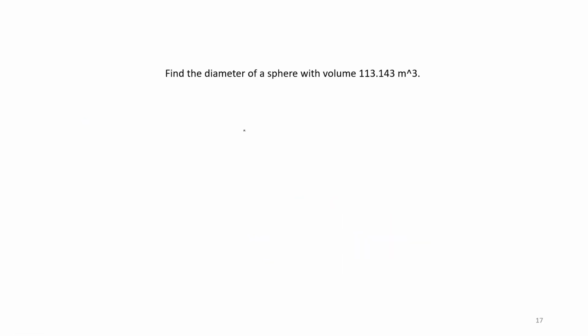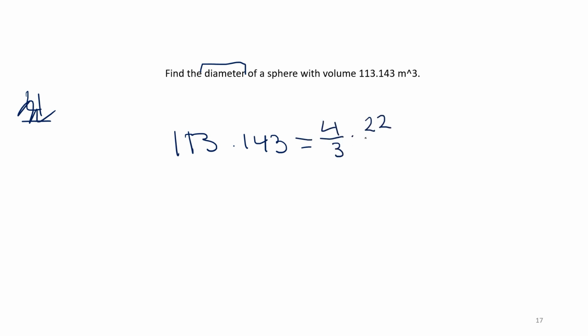Find the diameter of a sphere with volume 113.143 meters cubed. So again, this is looking for diameter, not radius, so we have to solve for that and then double it. Our equation is 4 thirds, well, let's just write out the actual numbers. Y'all have seen that equation enough now. 113.143 equals 4 thirds times 22 over 7 times the radius cubed.